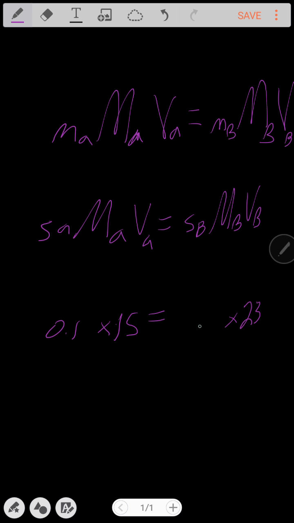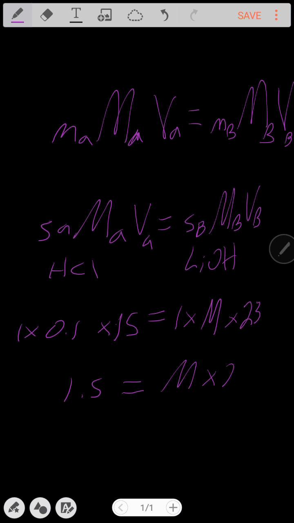That means I don't know my molarity. I do know my subscript, though, of LiOH. I only have one OH here, so it's just 1 times M times 23. I have that side done. On this side, I have the subscript of HCl, which the H is 1. So this will be 1 times 0.1 times 15. Okay, let's combine these together. 1 times 0.1 times 15 is 1.5. So that has to equal M times 23.